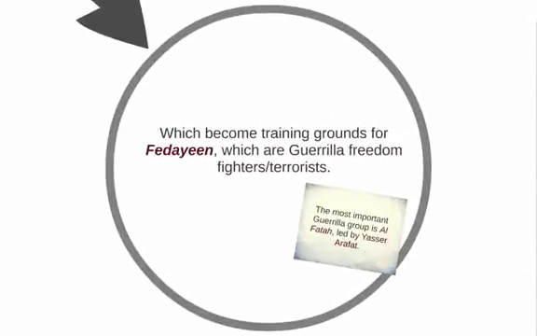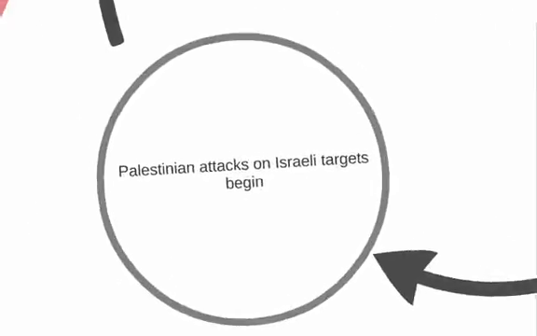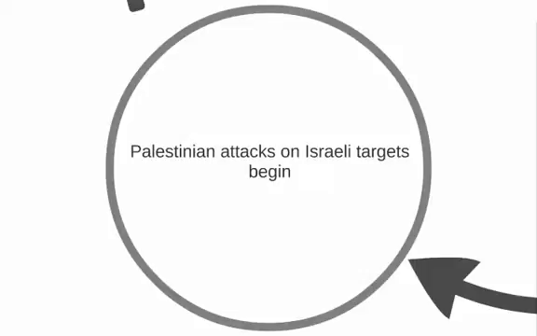These refugee camps become training grounds for Fedayeen, who are guerrilla freedom fighters or terrorists, depending on what side you're looking at them from. The most important guerrilla group is Al-Fatah, which is led by Yasser Arafat, which also becomes part of the Palestine Liberation Organization. These are important names that you should know for the future. And with these groups, Palestinian attacks on Israeli targets begin.